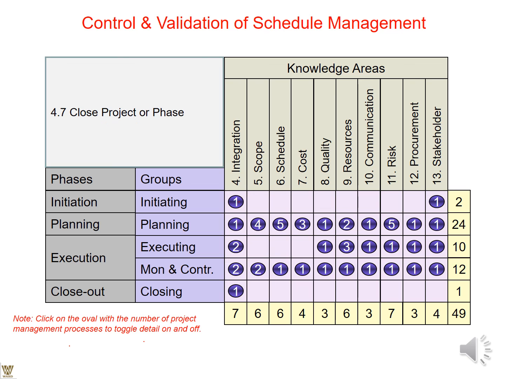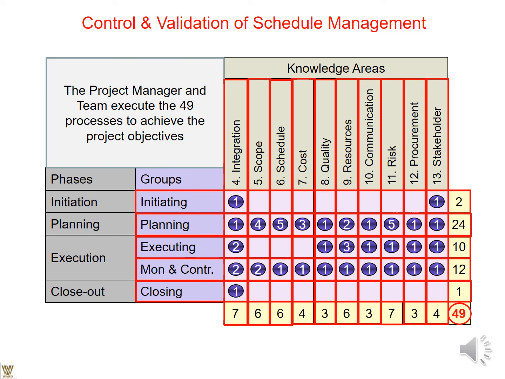And last but not the least would be the successful culmination of the project. Remember, we have 49 processes to achieve the project objectives. That has been included, and I have explained each and every point for the control and validation of the schedule management.